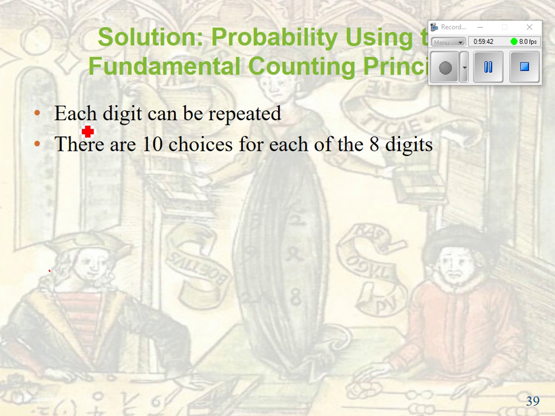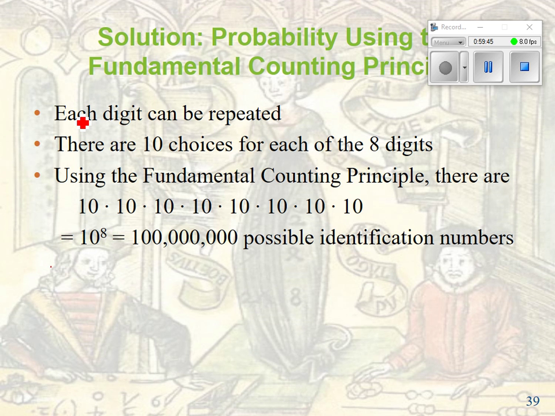So 10 choices for each of the 8 digits. Do that, get 100 million.